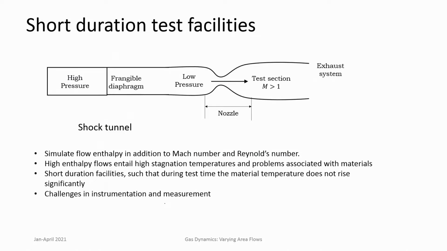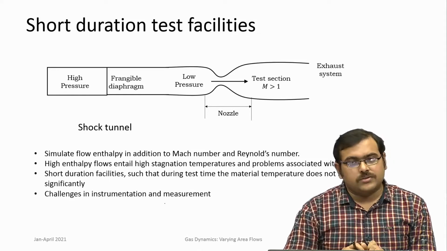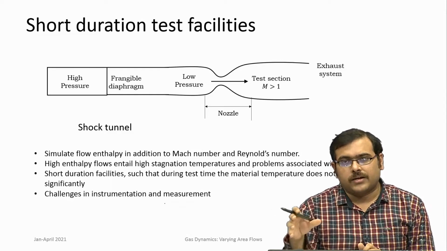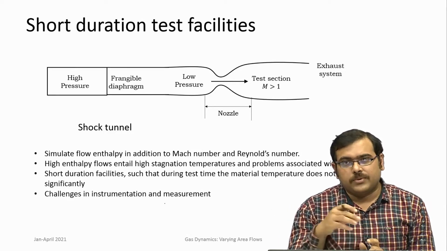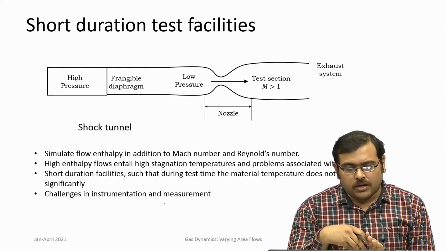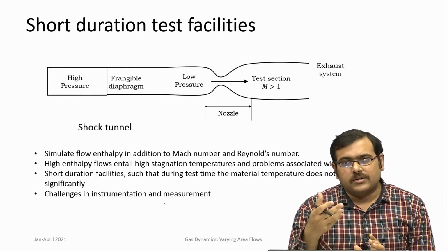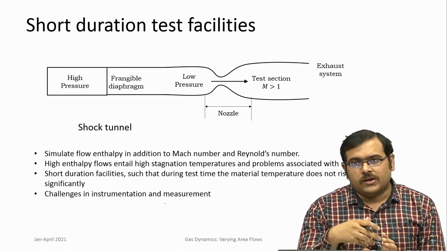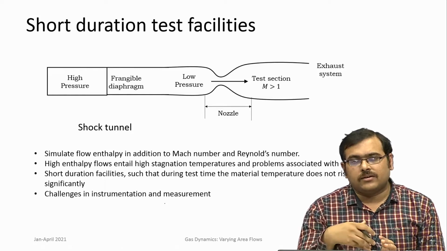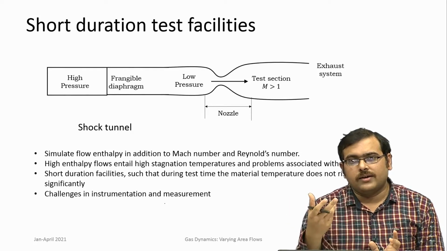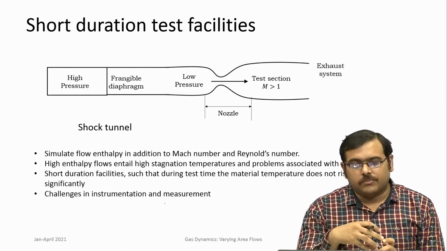Now we come to short duration test facilities. These test facilities are required because when we go to very high Mach numbers, then we need to simulate not just Reynolds number and Mach number, but also flow enthalpy. That means high stagnation temperatures, but when stagnation temperature becomes very high, then you have a problem of the materials of the wind tunnel becoming heated. It becomes very hot and they may not be able to withstand the high temperatures.